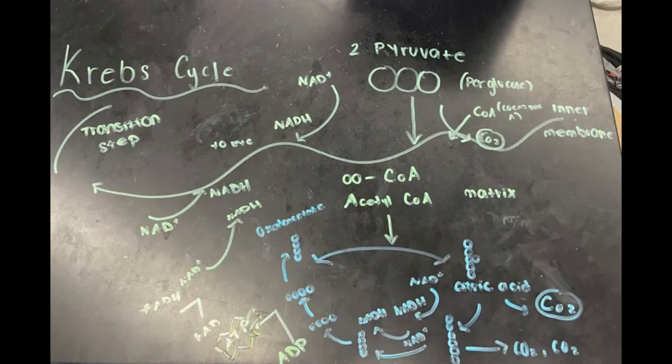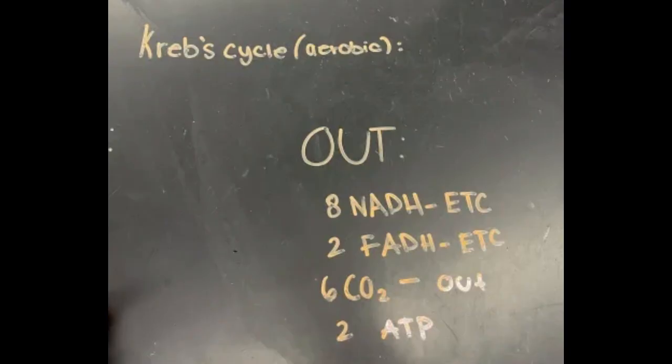During the Krebs cycle, citrate undergoes multiple reactions, eventually converted back to oxaloacetate. During the reactions, energy is released in multiple forms. 6 CO2 molecules are released to be breathed out, 8 NADH and 2 FADH molecules are released into the electron transport chain, and 2 ATP molecules are generated to go anywhere the cell needs.